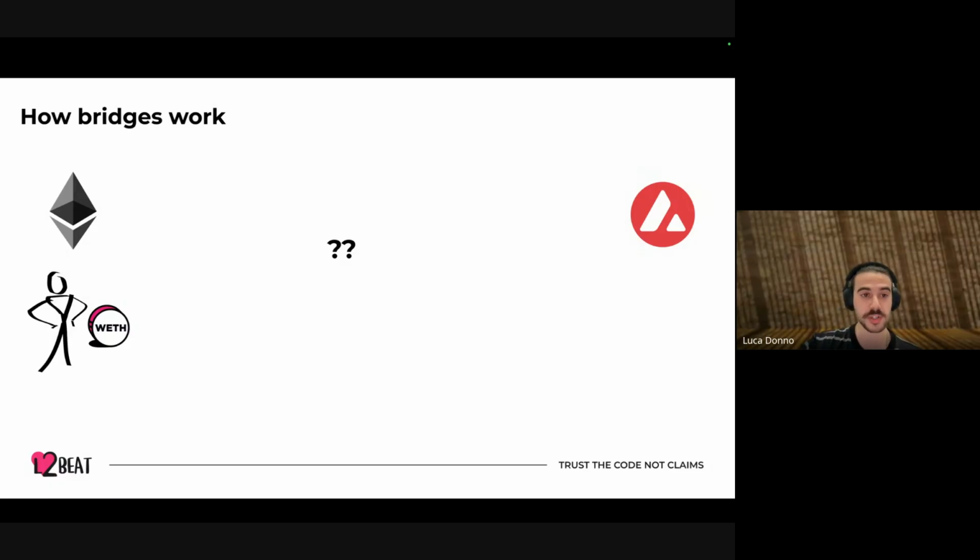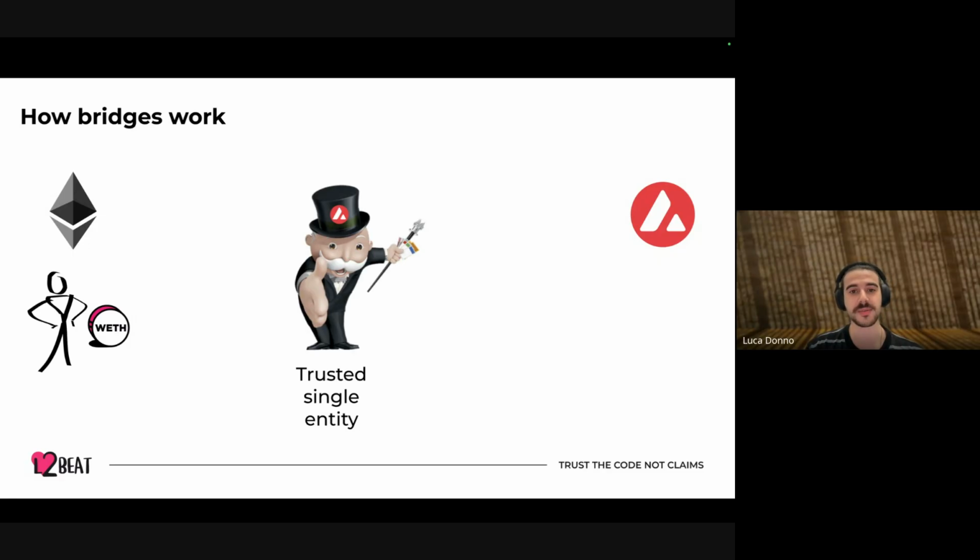So there is a bridge between Ethereum and Avalanche that tries to implement this feature. And this bridge is built by Avalanche itself, by the way. And how do they solve this problem? They solve it with a trusted entity. So they put this actor in the middle, which is controlled by Avalanche. Literally, this is an account that has a private key like any other account that is controlled by someone at Avalanche.